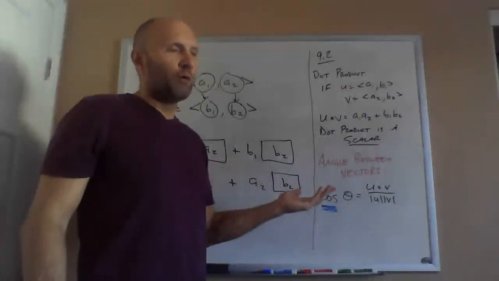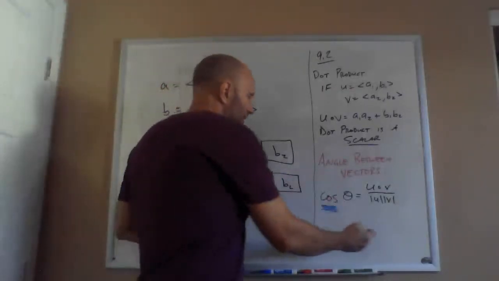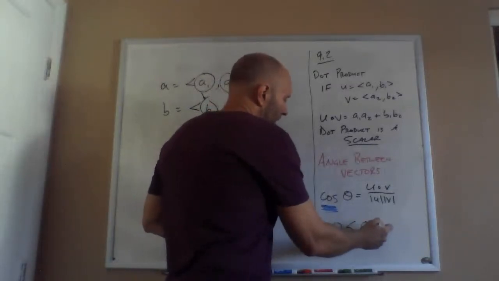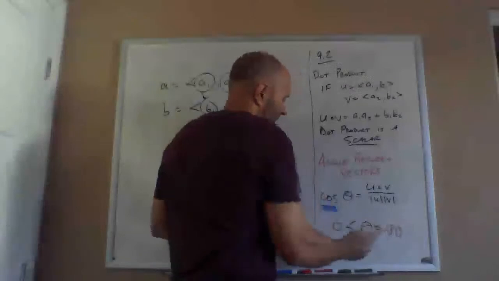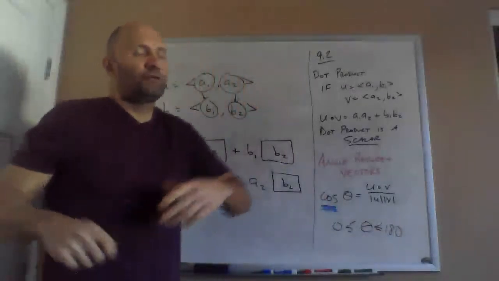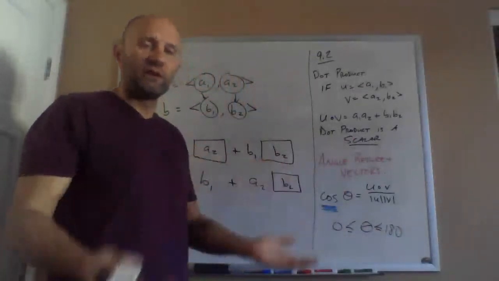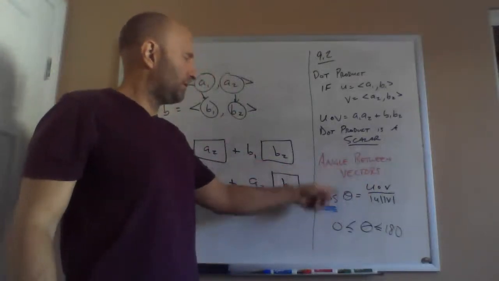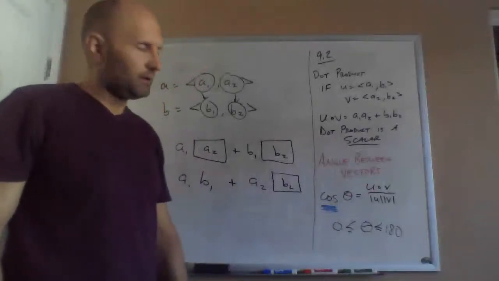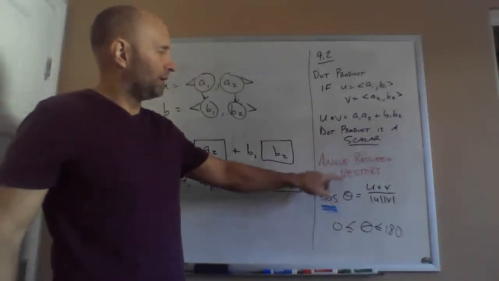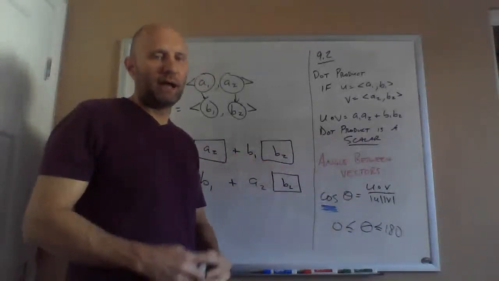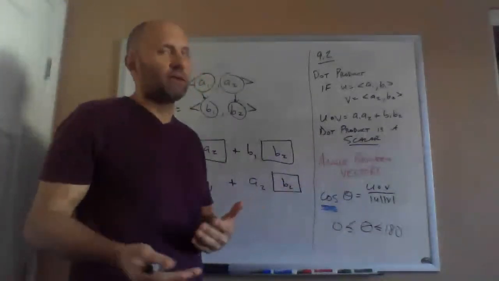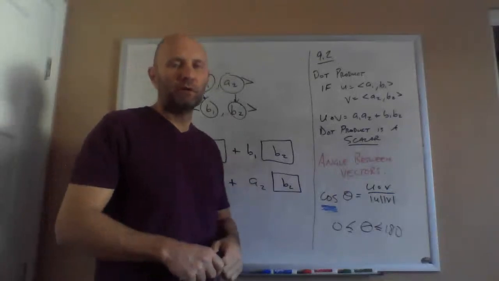So once you figure out what this is, let's say cosine of theta is a half, you always want theta to be between 0 and 180. So you wouldn't say that the angle is 300 degrees. It'd be 60 degrees. So where is cosine equal to a half? That's when theta is equal to 60 degrees. So be careful: if you get a half, the answer is not a half. Cosine of theta is a half. What is theta? That would be 60 degrees.